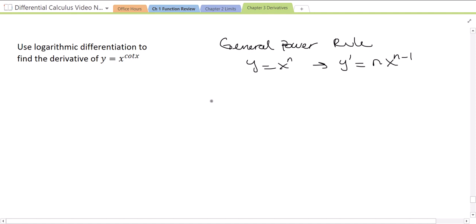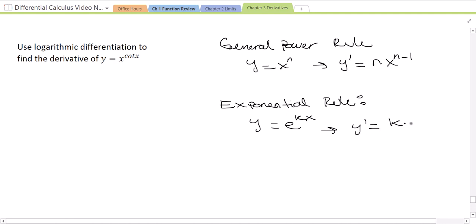Now here we have x as the base, but notice that the exponent also has x in it, so it looks like an exponential, but the exponential rule also does not apply here. The exponential rule says if you have y equals e to the kx, when the x is the exponent, then y prime is k times e to the kx, and if the base is something other than e, b to the kx, the derivative is k times b to the kx times the natural log of the base, not the exponent, the base. So here neither of these rules apply because we have x as the base, so it looks like a general power rule, but then x is also the exponent, so neither of these unfortunately applies.